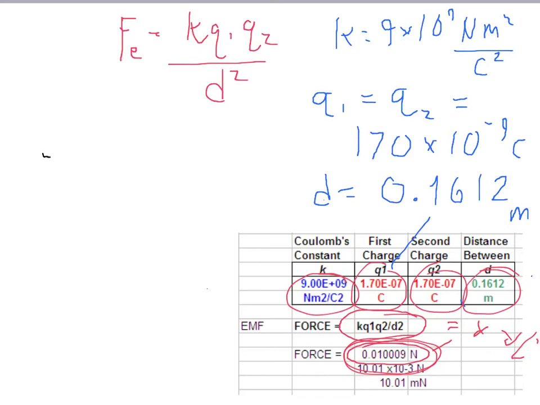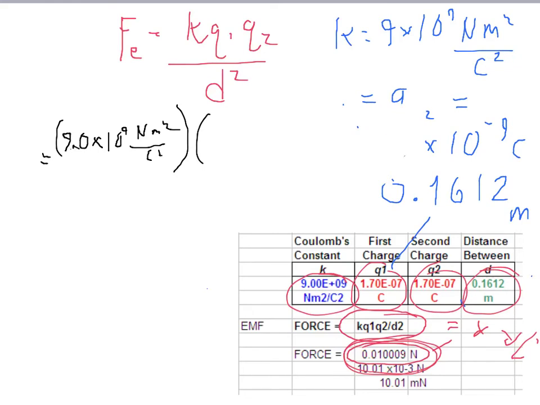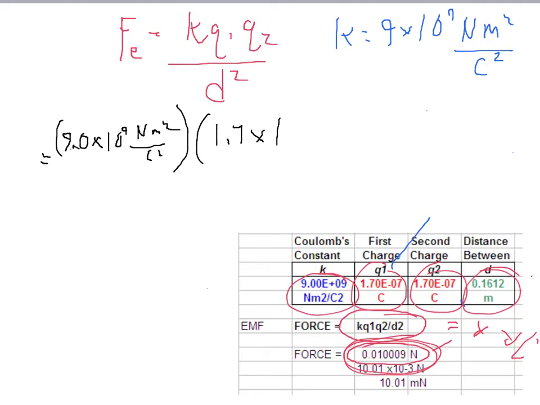So my force equals K, 9.0 times 10 to the 9th. Get that decimal point in there. 9.0 times 10 to the 9th newton meter squared per coulomb squared, times my Q1 and my Q2. Since they're the same, I'm just going to say times Q1 and Q2, 1.7 times 10 to the minus 7th coulombs times 1.7 times 10 to the minus 7th coulombs. Again, that's Q1 and Q2.